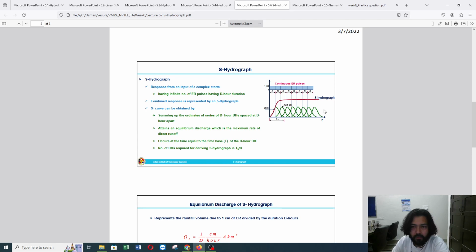Also, in order to calculate the S hydrograph, we require a number of unit hydrographs, and that number can be obtained by the term time base by D. If we know the storm duration Dr for each storm event, and we know the time base, then dividing the time base by the duration, we can calculate the number of unit hydrographs that are required.